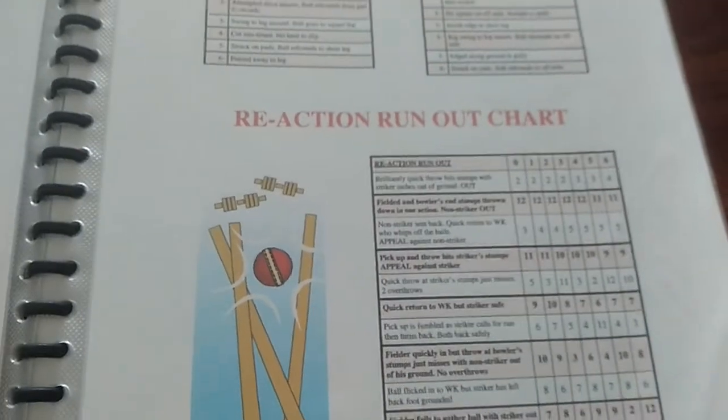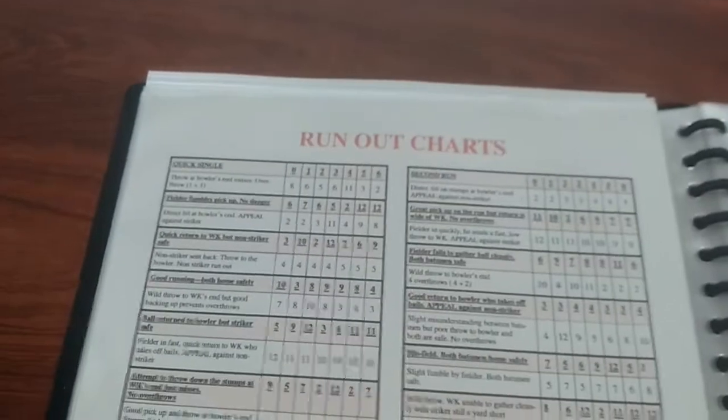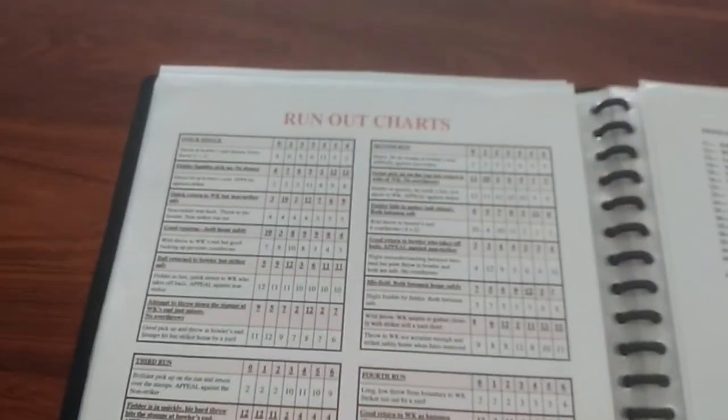And the other thing that we use is we have run-out charts. So we have a reaction run-out chart and action leading up to that. And we have the run-out chart itself. So there's quite a few charts that will be accessed on occasion. Let's go through some of what they do.